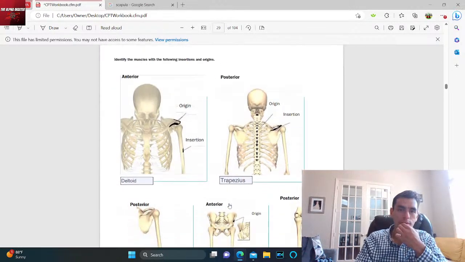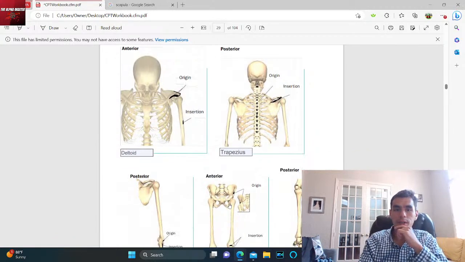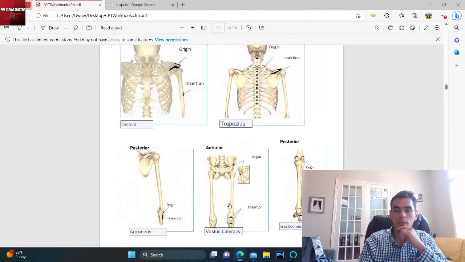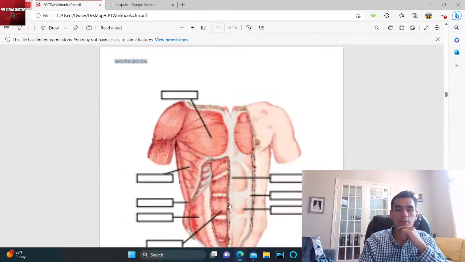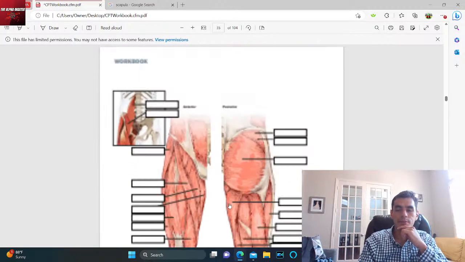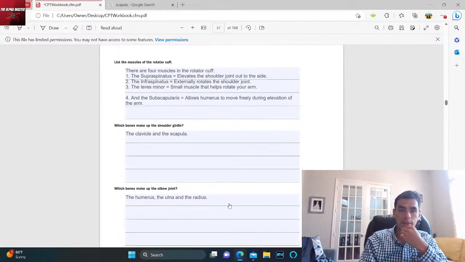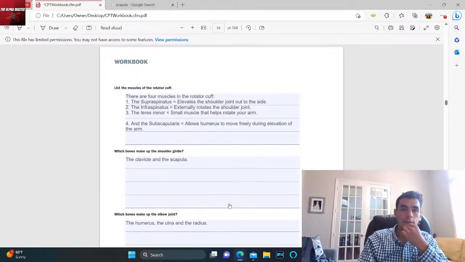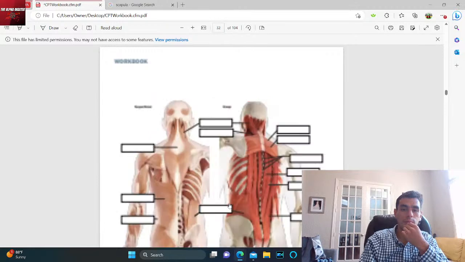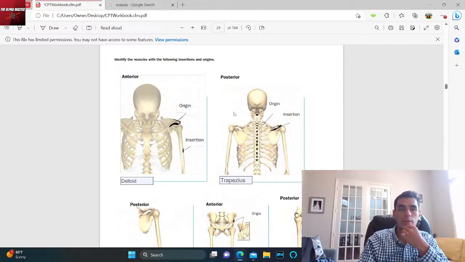All right, after my break, I'm going to go over the muscles. These are all going to be the insertions and origins, the muscles within the following insertions and origins, anterior and posterior, the deltoid, trapezius. Then you have the muscles by body region. All of these are just going to be definitions. I'm gonna go over that after my break. Gastrocnemius, soleus, anterior, and then the rotator cuff. And these are all going to be after my break. After my break, I'm gonna start this one.